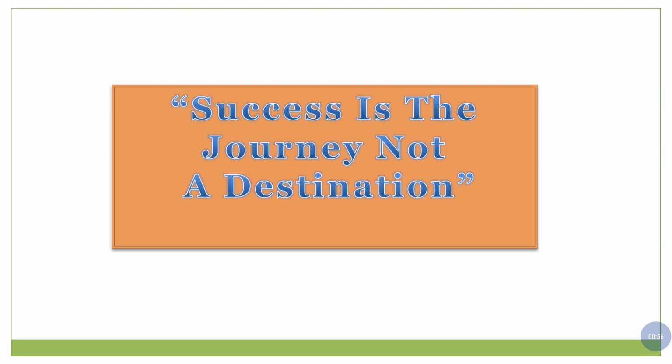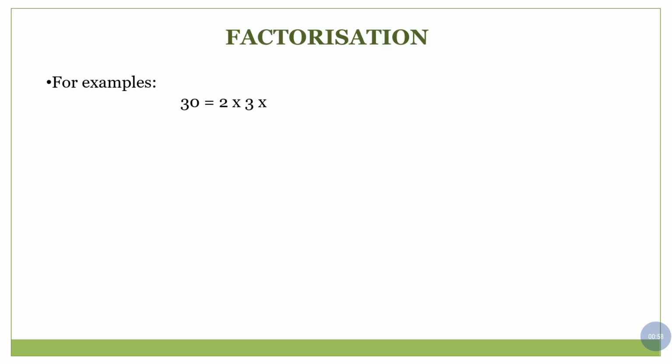So before starting class, let's know what this factorization means. You can see, for example, we have 30 is equal to 2 into 3 into 5. So 2, 3, 5 are the factors of 30.